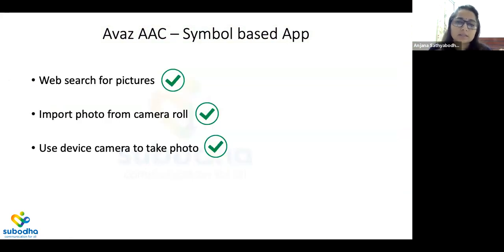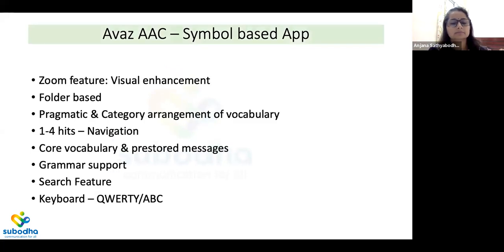So as I showed you, there is that web search, you can pick pictures from the internet, or you can upload it directly from your photo gallery. The other option is you can directly take a picture then and there on the go. So there is that camera option also. If you click on the camera, you can capture a picture from your device and upload it directly while you're using the app.